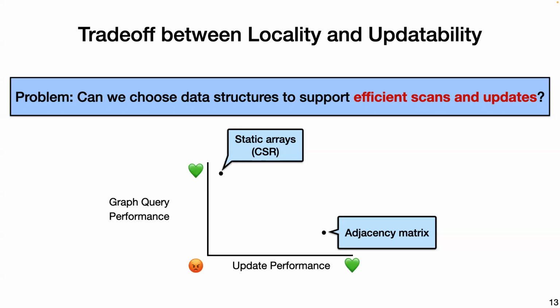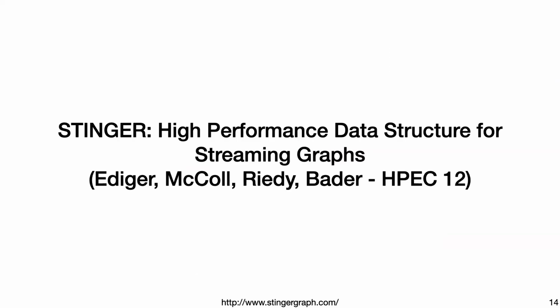It turns out that there have been 30 years of papers in this area, but we will go through a few. This is one of the older ones. You can see it's from 2012, which is now over 10 years ago, but it's a good example. This one is called Stinger, which is a high performance data structure for streaming graphs. I think it came from Georgia Tech 12 years ago now. So that's fun.